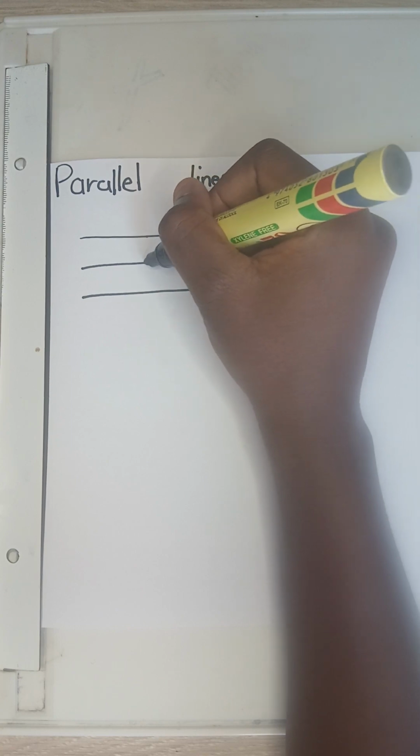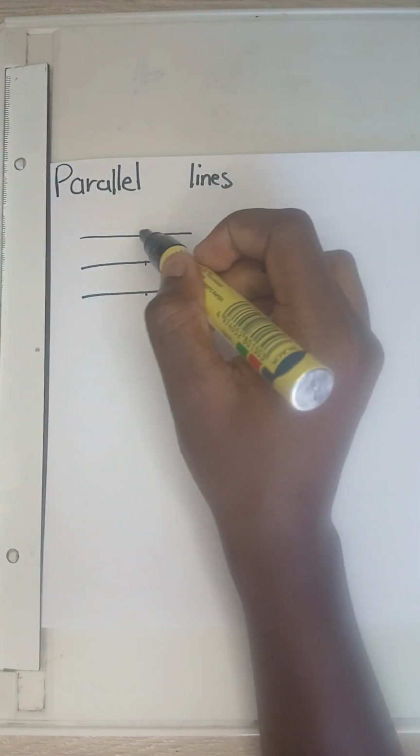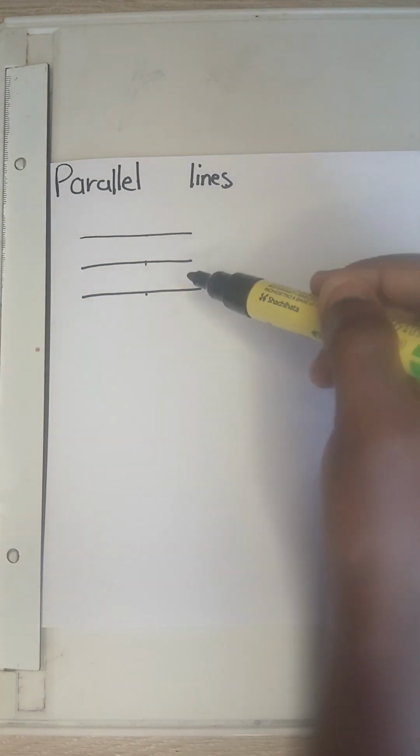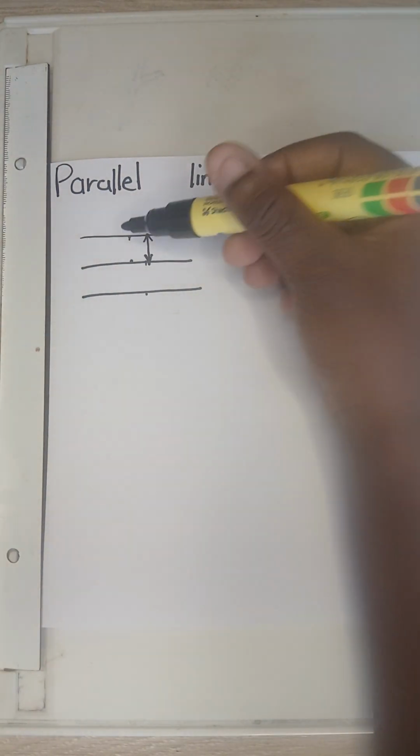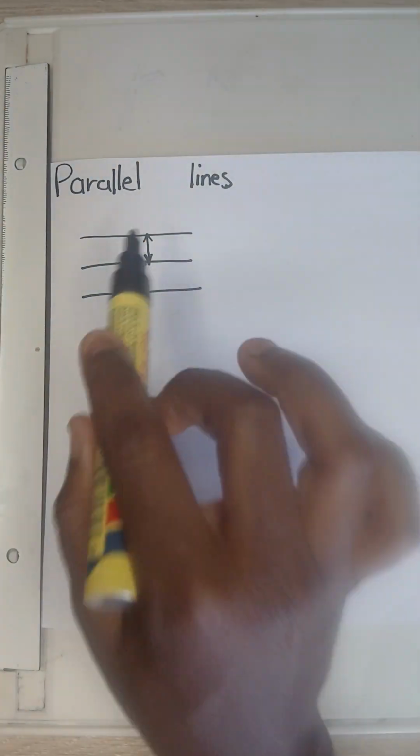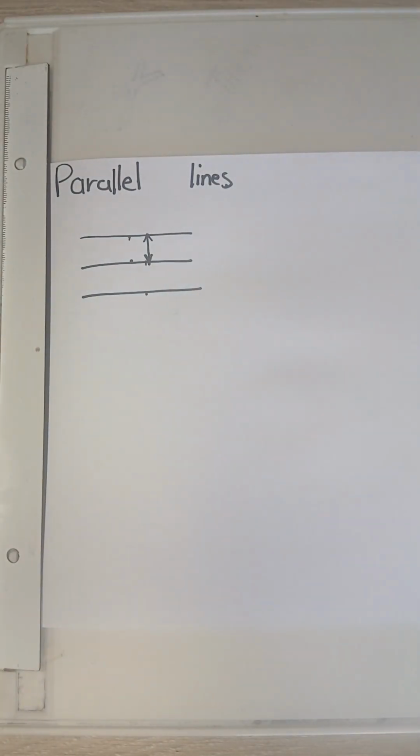Parallel lines will never meet. These lines are going in that direction. They will never meet because they have the same distance apart. The same distance apart, I'm talking about this distance. From here to here, it will be the same. No matter how long it gets, the distance will be the same.